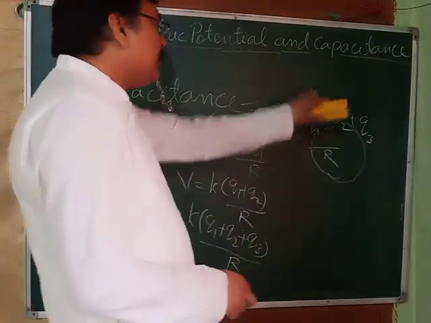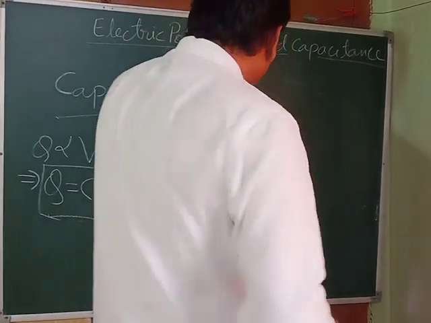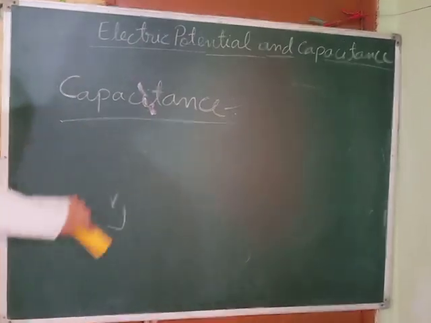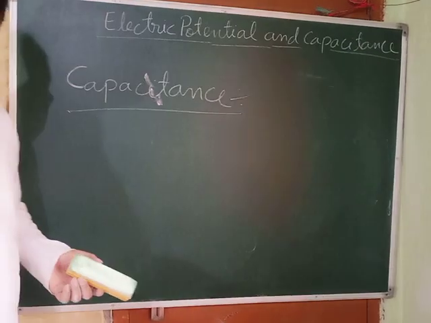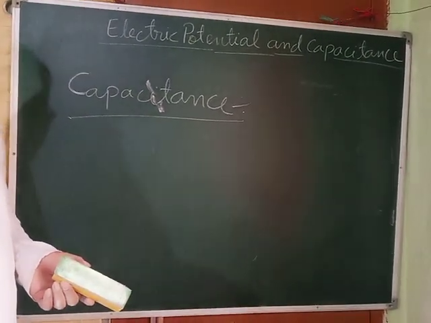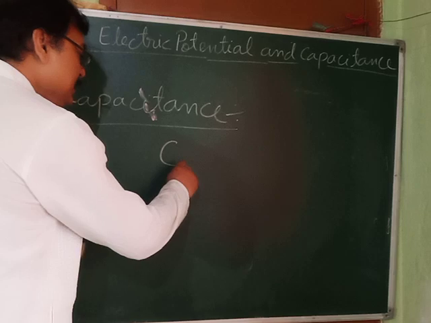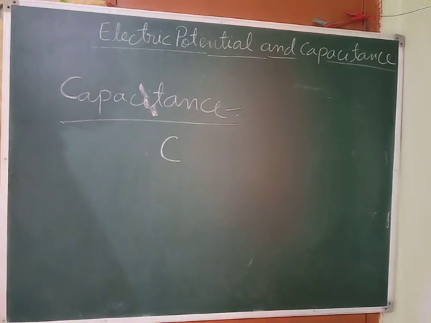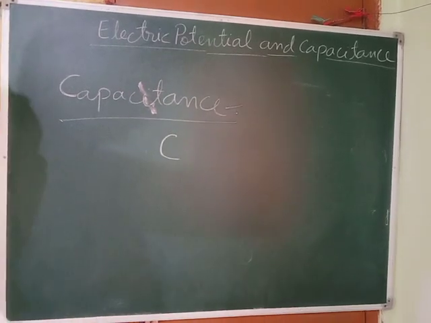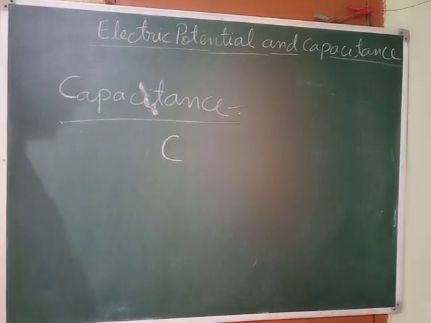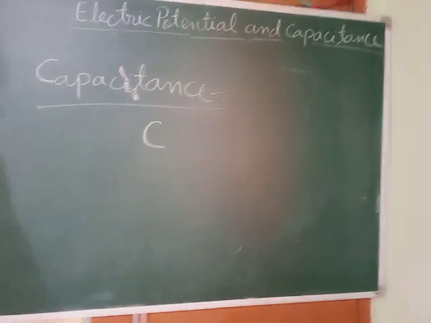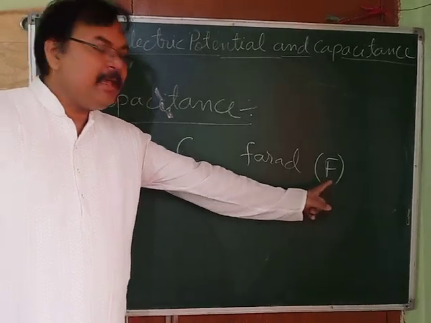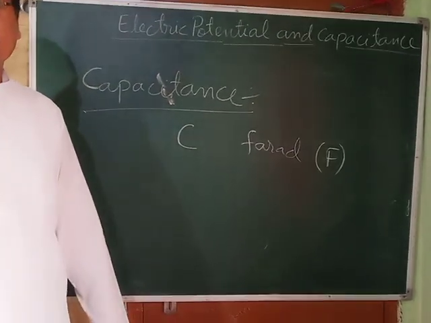Now, how to get the relation for this? Start writing. It is a scalar quantity denoted by capital C, and its SI unit is farad, which we denote by capital F. Written.